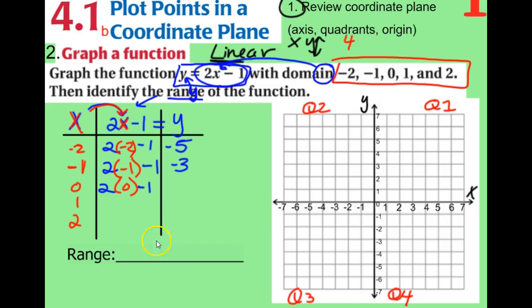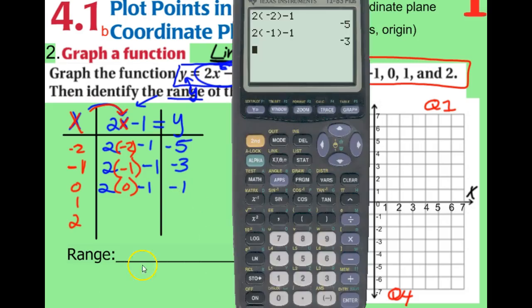Well, this one, you guys, you can do this in your head too. 2 times 0 is 0. 0 minus 1 is -1. If you want to double check in your calculator, that's fine. 2 times 0, and then minus 1. If you're using a calculator on your iPad, this might not give you the exact same answer, so you need to be using this calculator instead of the one on your iPad or your phone or something.